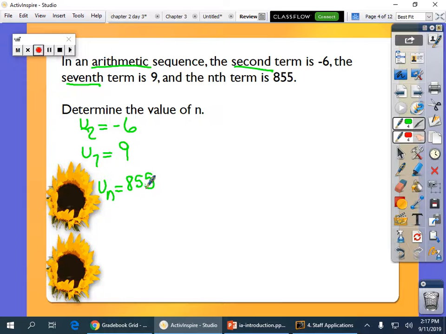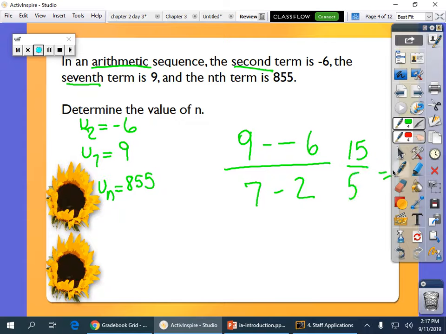Okay? So remember, arithmetic goes with linear. Linear goes with slope. So what is my Y? 9 minus negative 6 over, what are my X's? 7 minus 2. 15 over 5 is 3. 3 is my what? D. Sorry, it went off the screen. 3 is my D. Yes, ma'am.